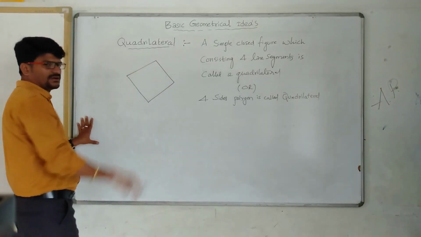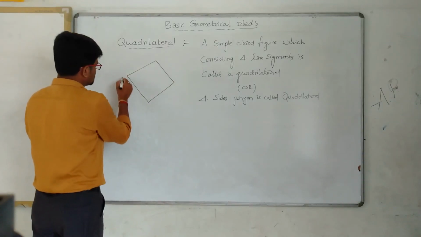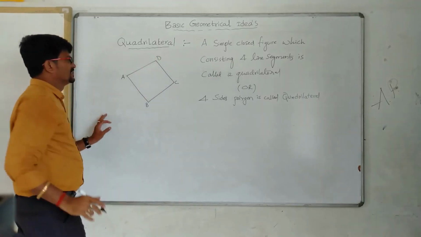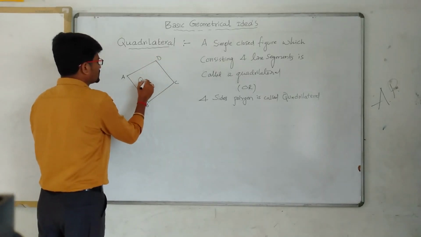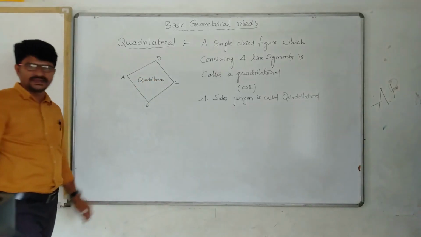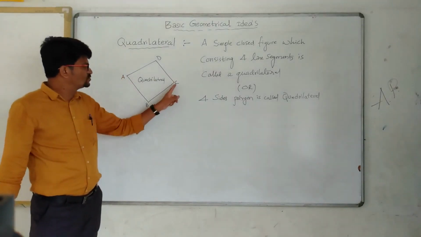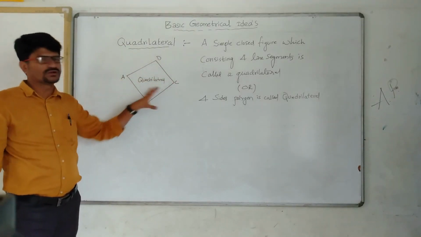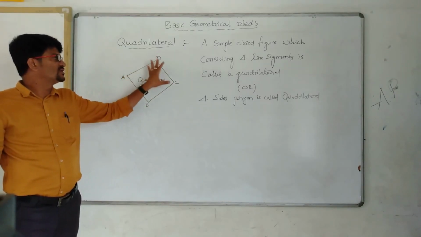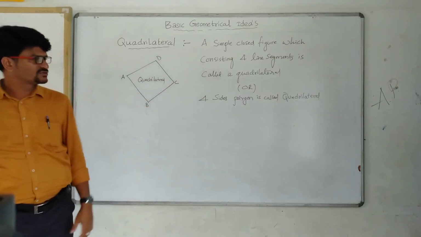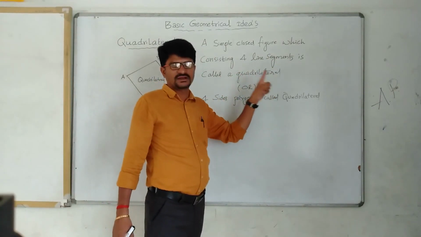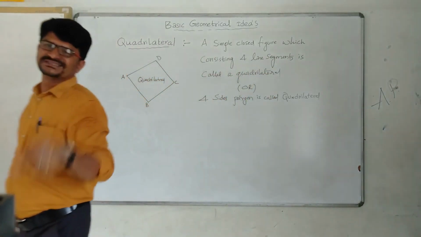How many sides does it have? 4 sides. A, B, C, D. This is nothing but a quadrilateral. Am I right? 1, 2, 3, 4 sides. This is a closed figure which consists of line segments only, so it can be considered a quadrilateral. So a simple closed figure which consists of 4 line segments is called a quadrilateral. Here the line segments are nothing but sides.